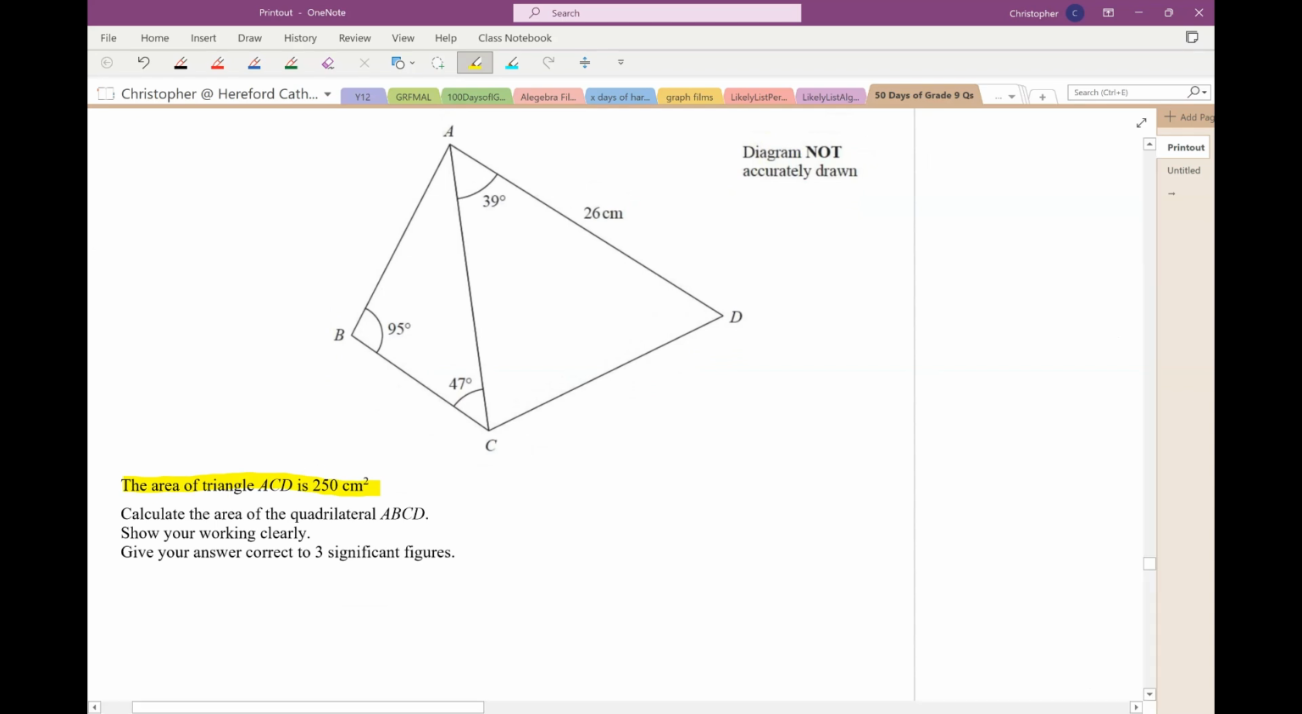Right, well, first of all, let's have a look at this yellow bit of information here. The area of triangle ACD, that's the area of this triangle, isn't it? So I could use the area formula here. I know the area of a triangle is a half times AB times sine the included angle. So that's going to be sine 39, and that equals 250. So I'm going to have a half times 26 times AC times sine 39 equals 250.